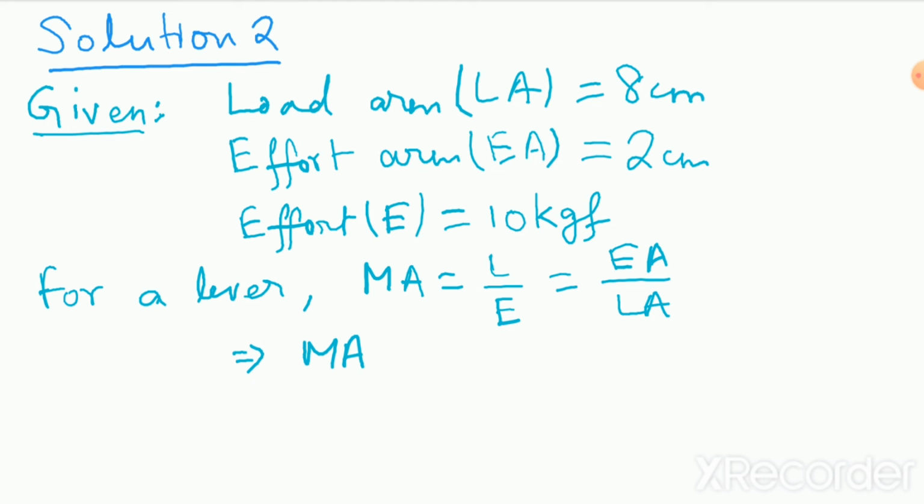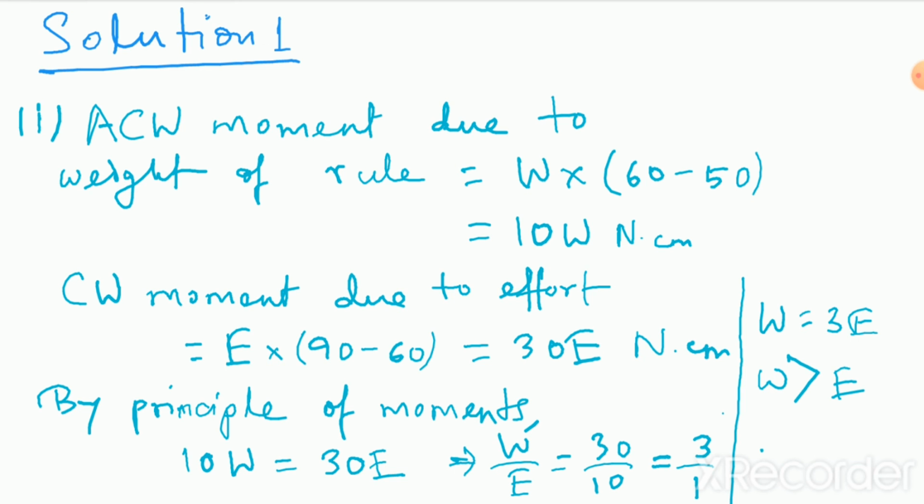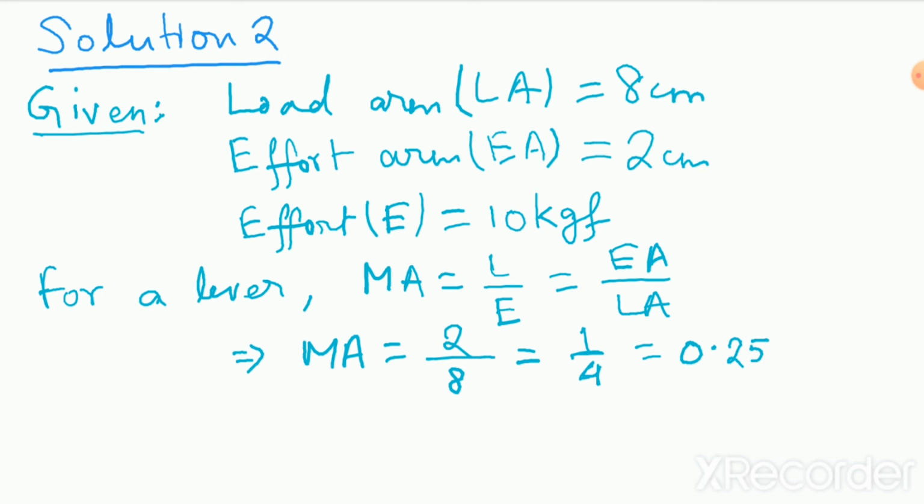This implies that mechanical advantage is equal to effort arm, which is 2, by load arm, which is 8. Both are in centimeter, so no need to give a unit. So it's 1 by 4. Or if I convert it into decimal, it is 0.25. Okay, so this is the mechanical advantage. This is part 1. Now the second part of the problem asks: what is the load offered by the cloth?